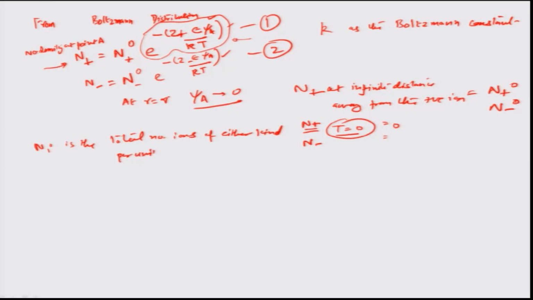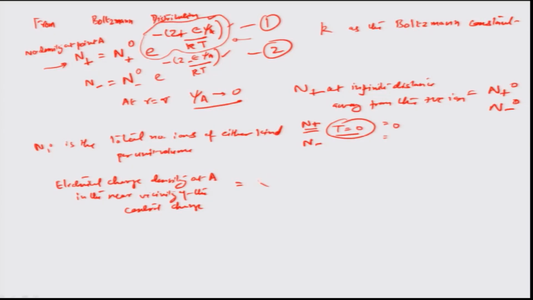per unit volume, and we wanted to find out the electrical charge density at the point A in the near vicinity of the central charge, this would come out to be equal to rho is n plus z plus epsilon, where z plus is the valency on the positive ion, minus of n minus z minus epsilon, where again n minus is the number density of the negative charge, and z minus is the valency on the negative ion.